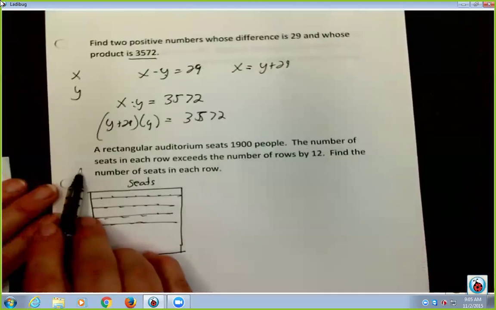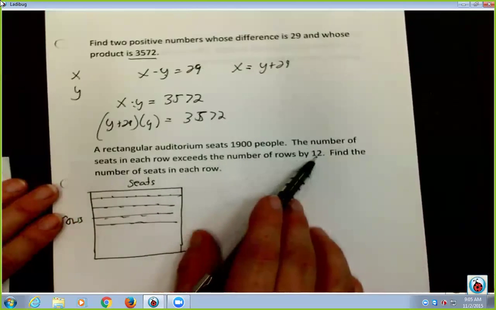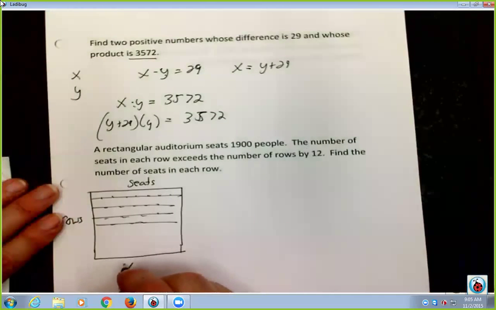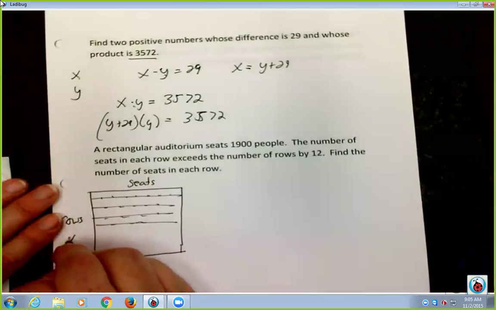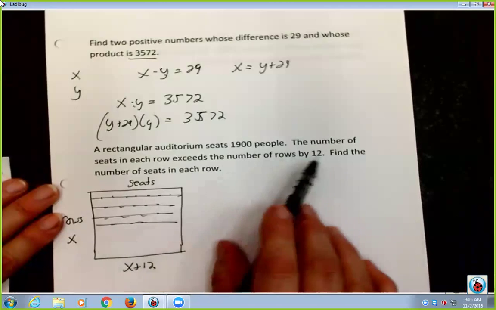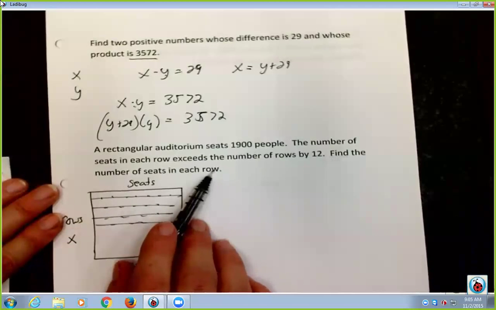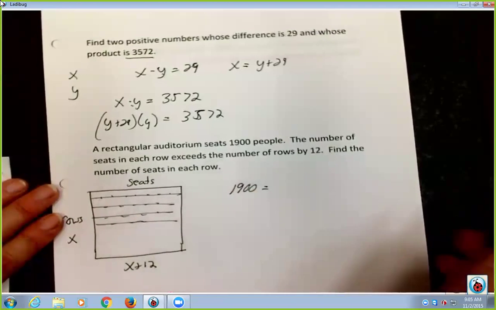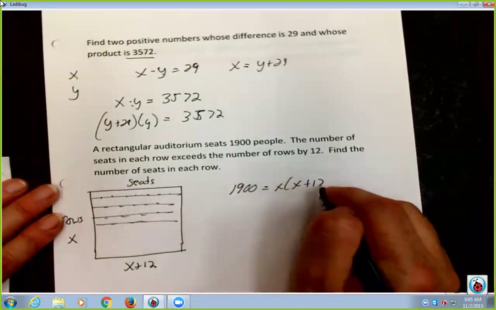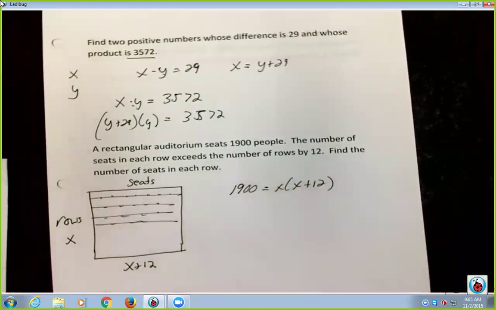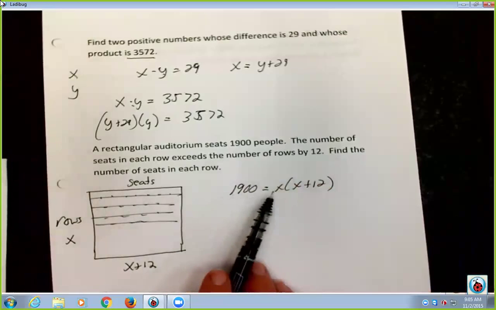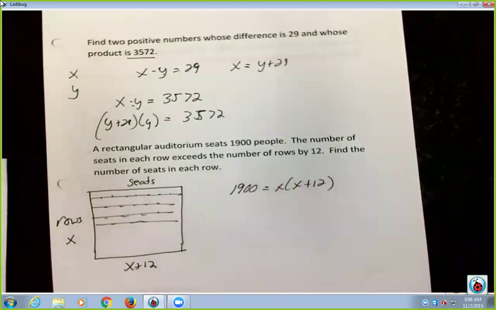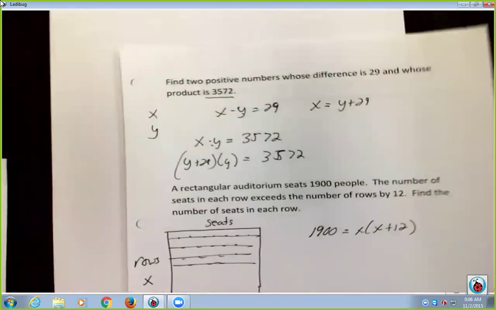So it says the number of seats in each row exceeds the number of rows by 12. So seats is going to be x plus 12. Rows are going to be x. Find the number of seats in each row. So it seats this many people. So 1,900 is equal to x times x plus 12 is what comes out of that one. And you will see that one in your work. The thing that you want to do is, again, get it multiplied out, use your quadratic with it, and it'll work out to get your answer to that one, okay, for that piece.